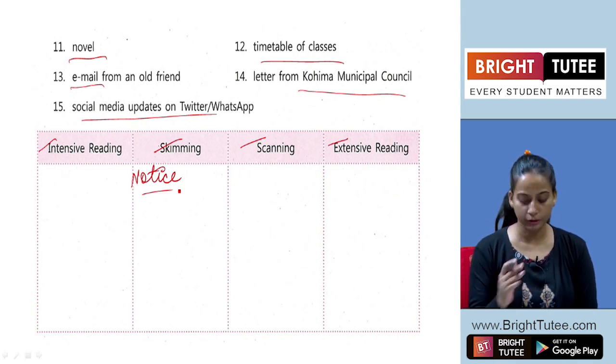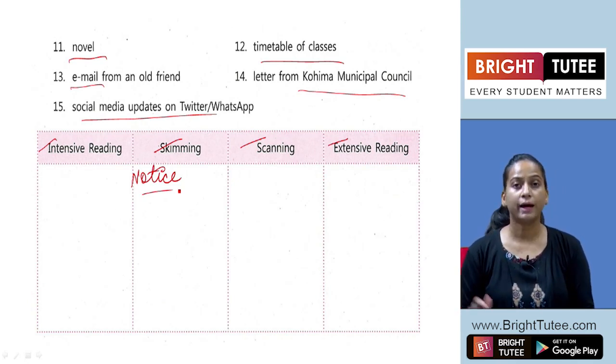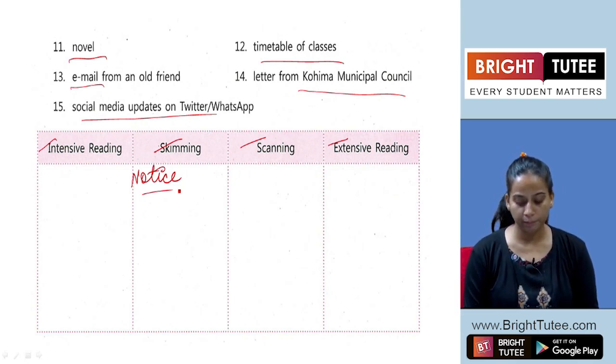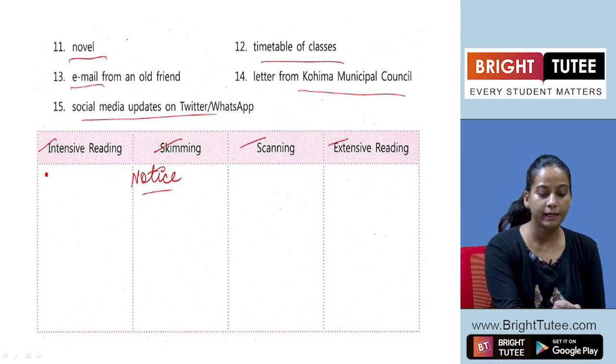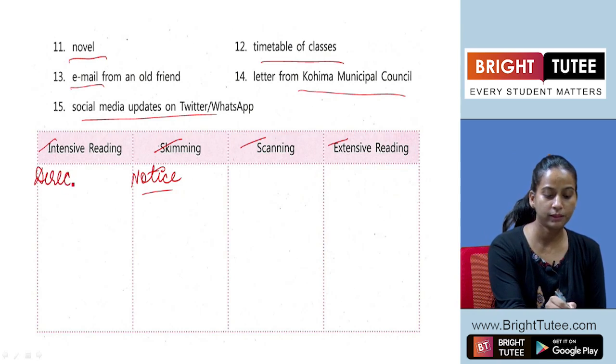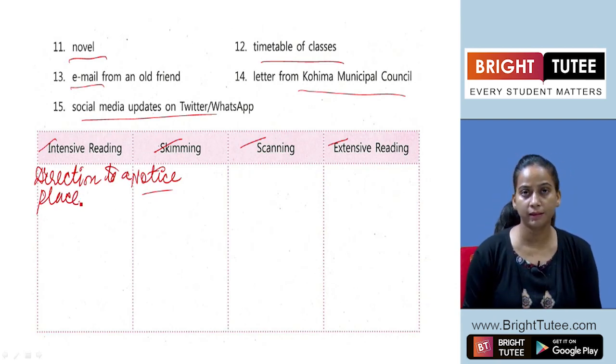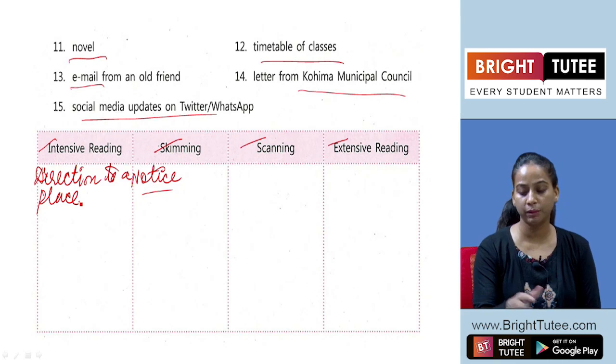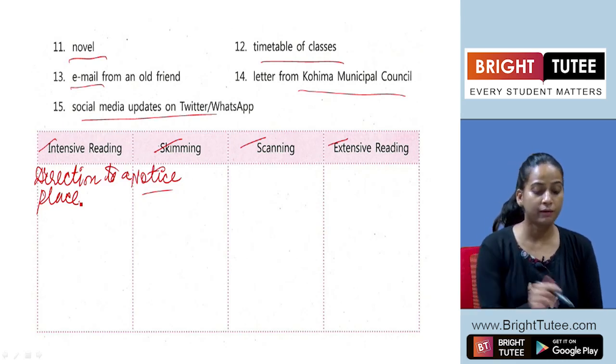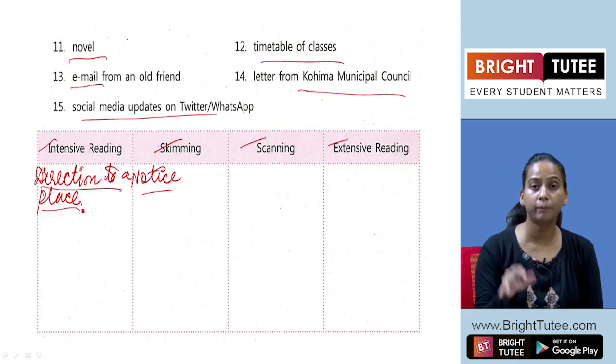Next, we talk about the second one given there, direction to a place. Direction to a place is going to be your intensive reading. Here we can mention direction to a place. Why is direction to a place intensive? Why is it not skimming, scanning, or extensive? The reason is that we have to comprehend it.